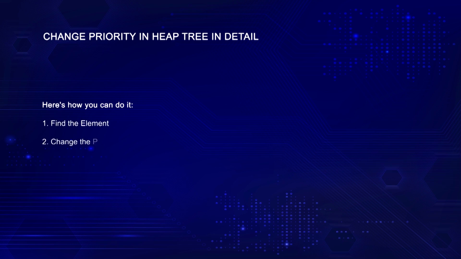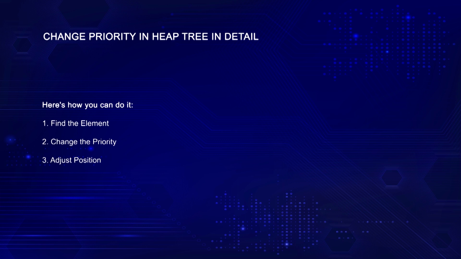The first step is to find the element. Locate the element in the heap that you want to change the priority of. You might need to traverse the heap to find the index of the element based on its value. The second step is to change the priority. Once you have the index of the element, change its value to the new priority.